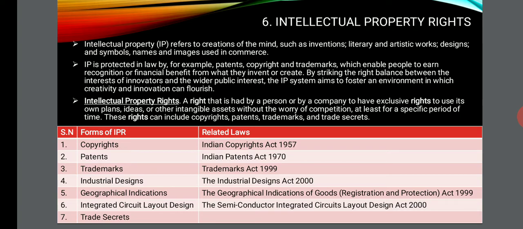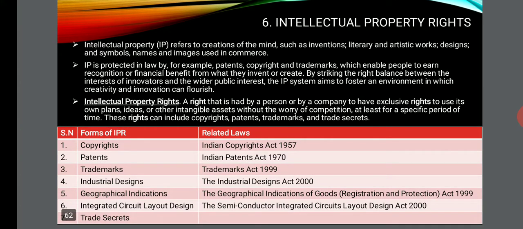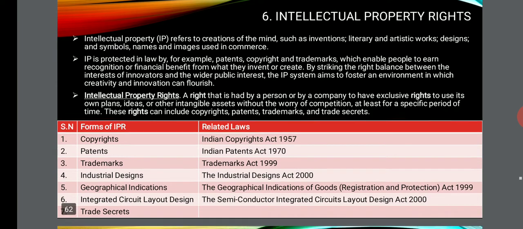For example, you're making a design, a very peculiar design, then what kind of property are you making? You are making intellectual property. So what is intellectual property? Intellectual property refers to creation of the mind, such as inventions, literary and artistic works, designs and symbols, names and images used in commerce. IP is protected by law, for example, patents, copyrights, and trademarks, which enable people to earn recognition or financial benefit from what they invent or create.